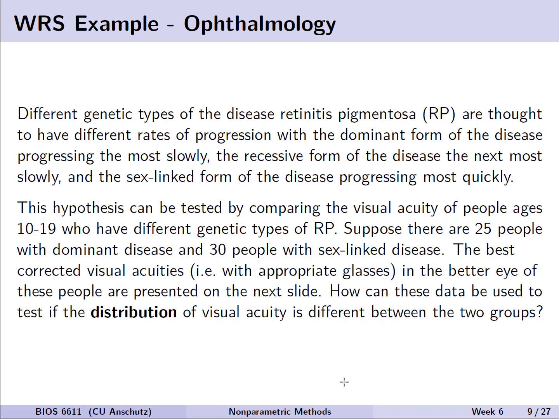So suppose that in our sample specifically, we have 25 people with dominant disease and 30 with sex-linked disease, looking at the two extremes of this distribution. The best corrected visual acuities, when they have the appropriate glasses or corrections on, in the better eye of these people, are presented on our next slide to analyze. So we may ask ourselves, how can these data be used to test if the distribution of visual acuity is different between the two groups? Since we're in the Wilcoxon rank sum set of our slides, we can test if the mean ranks are the same, or potentially the distributions are the same, with the Wilcoxon rank sum test.